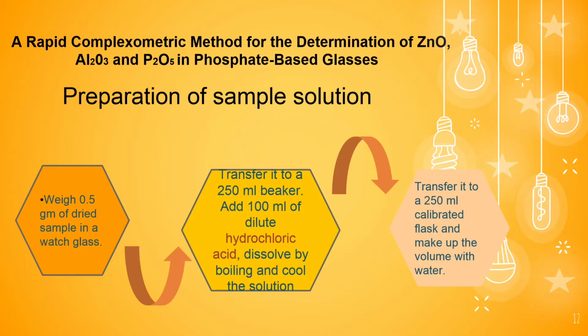So first of all, to determine all of these oxides, we have to prepare a sample solution. It mainly consists of 5 grams of the dried sample. We are going to take 0.5 grams of that sample in a watch glass, and then transfer it into the beaker so that we can mix 100 grams of hydrochloric acid, which is dilute in nature, so that it will get dissolved in it. We are going to boil it, and after cooling, the solution is transferred into the calibrated flask of 250 ml capacity, and we are going to add water to increase the volume as well.